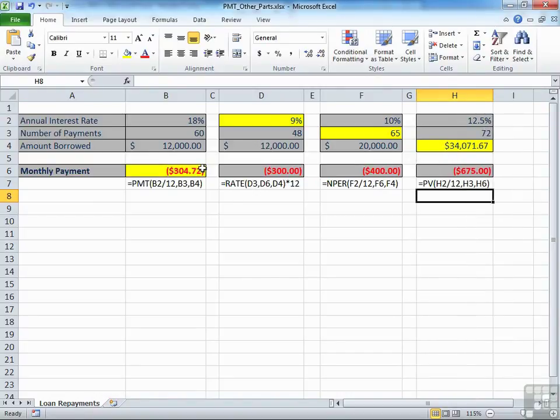So this is effectively the same formula really, but looking at calculating different parts of it. The PMT works out the monthly payment if you know the three variables here. The rate works out the rate if you know those three variables, so the number of payments, the amount borrowed, and the monthly payment. The N per works out the number of payments if you know the rate, the amount borrowed, and the monthly payment. And the PV works out the amount borrowed, or the potential amount you would like to borrow, if you know the interest rate, number of payments, and the amount per month. So as a whole, they make a little loan family.